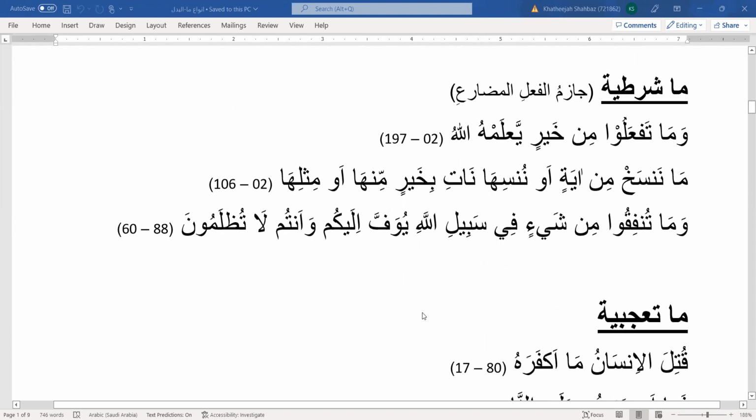Today, inshallah, we will start from the fourth type, that is ma shartiya. Ma shartiya means the ma which is used to describe a condition. A conditional sentence can have a ma shartiya in it. And when this ma shartiya is used and there is a fi'l mudari in that conditional sentence, then that fi'l mudari will be majzoom. And that is how you can recognize that it is ma shartiya.